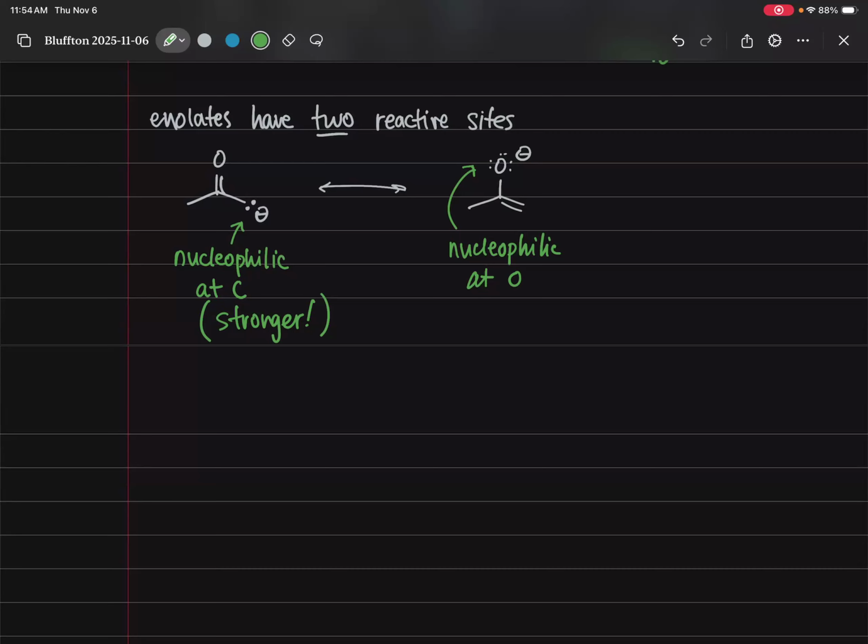Question. Yes. The one on the left. When you store it, would you have to store it differently because it's more reactive? Or no? You don't store it. You make it in your reaction flask and then immediately add the next thing. Yeah, you can't store these.